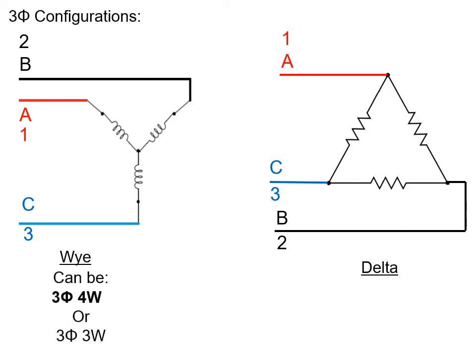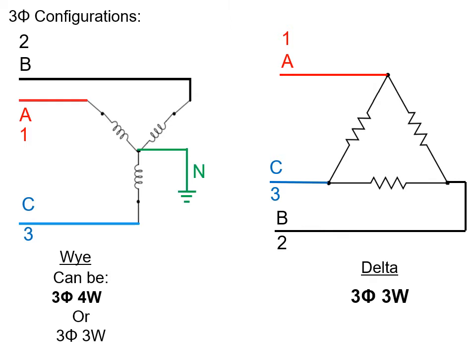Y configurations can be a three-phase 4-wire or a three-phase 3-wire. Where does the fourth wire come in, you say? Well, where the three phases join together in the middle, in here, we can use that as a balancing point, and we can turn that into a neutral. So most of the time, not always, but most of the time when you have a three-phase 4-wire system, we are talking about a Y configuration. Most of the time, not always.